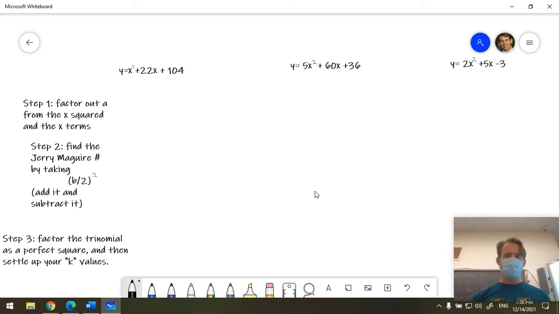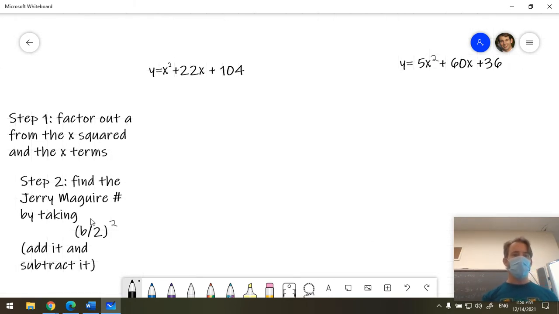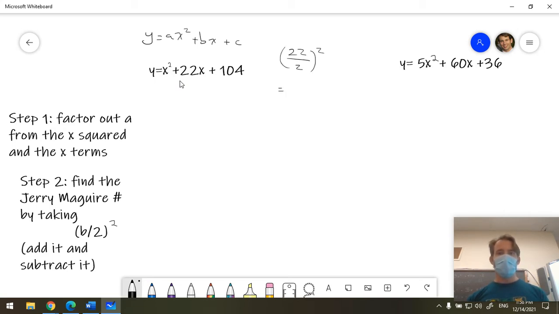Okay, my first step is I always want to factor out the a value from the x squared and the x terms. But here I'm noticing I don't have any a value for this one, so I can skip that step. My next step will be to find the Jerry-Maguire number by taking the b value and dividing it by 2 and squaring it. So these are quadratics of the form y is equal to a times x squared plus b times x plus c. So here's my b value. 22 divided by 2 squared is equal to 11 squared is equal to 121.